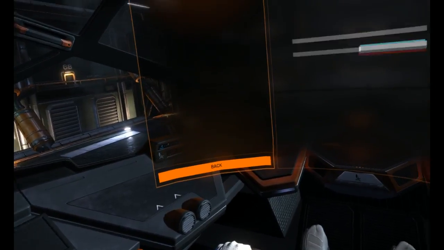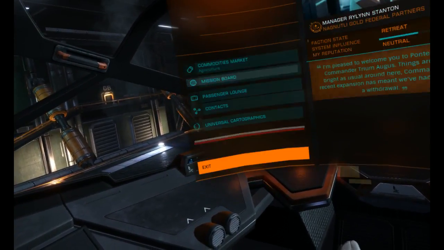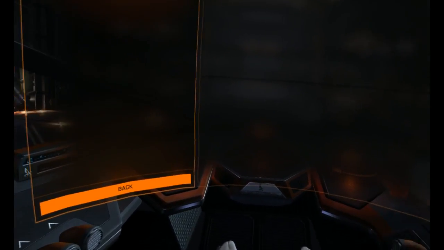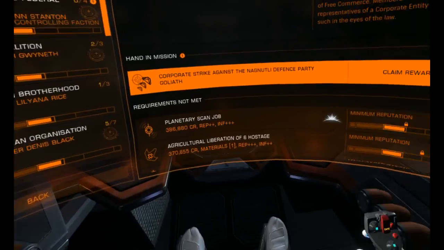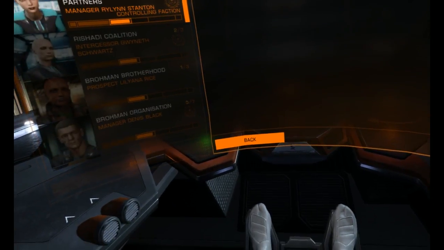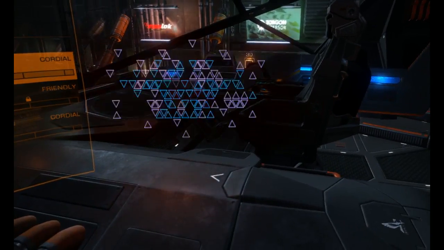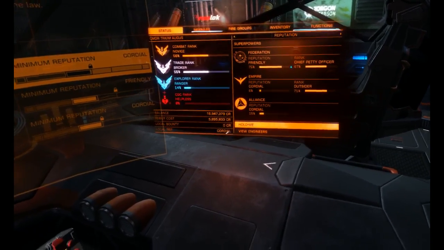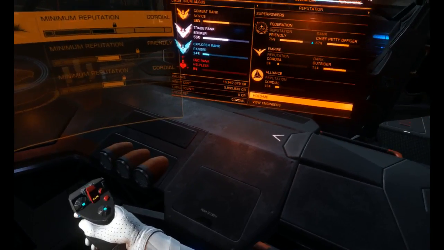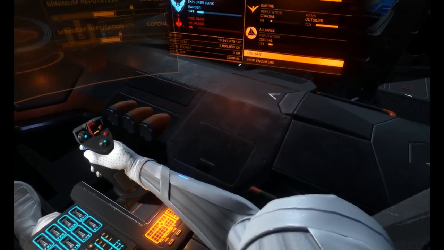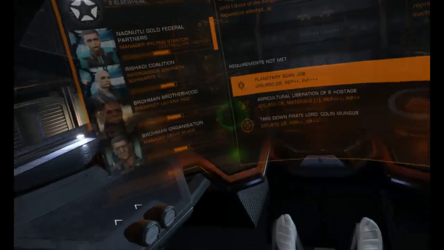Okay, and passengers. No, this was the Galactic Strike mission. And because it was for the Federation, you get a little bonus. Isn't that nice?